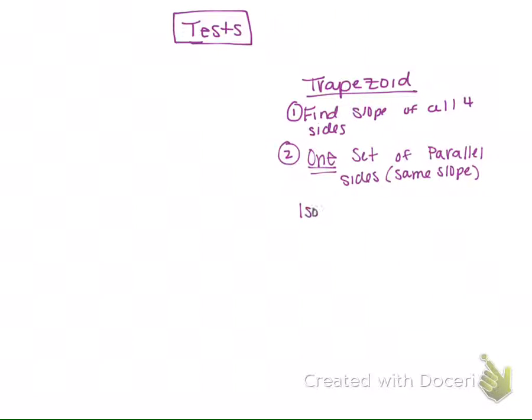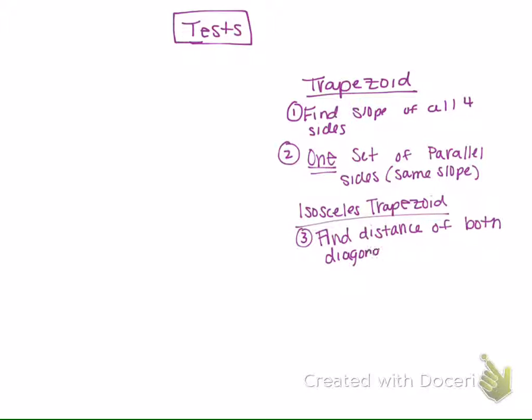How do you check if it's isosceles? You go from that last step and find the distance of the diagonal. Yeah, so we do the distance. I heard a lot of you say that. So you find the distance of both diagonals and see if they're congruent. A lot of you already have this one on there, so that's why I went a little bit quicker. But just as a reminder, that's how we determine a trapezoid.